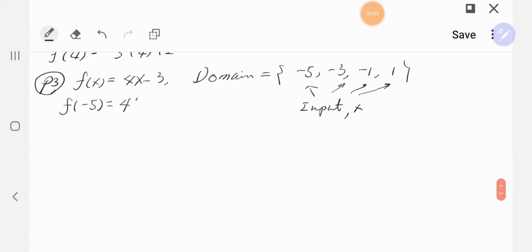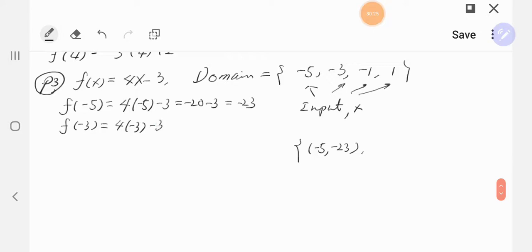So 4 times x. X is negative 5 minus 3. Negative 20 minus 3 is equal to negative 23. So when x equals negative 5, the y value, the output is negative 23. Okay, so and then how about f of negative 3? F of negative 3. So replace the input x with negative 3 minus 3. Negative 12 minus 3, negative 15. So when x equals negative 3, y is negative 15.